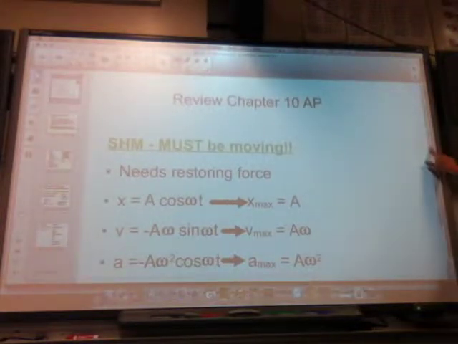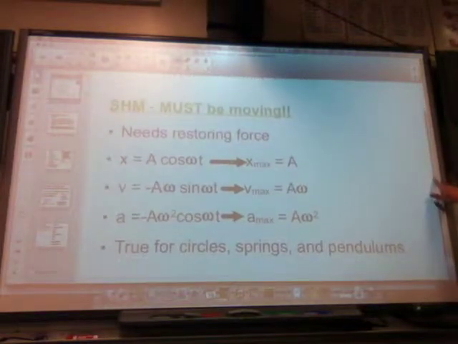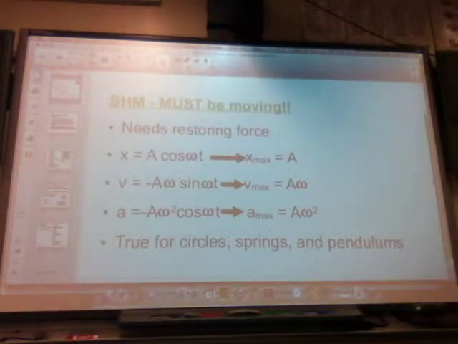This is just the quickie review of Chapter 10. Remember, Chapter 10 is all about simple harmonic motion. If something's in simple harmonic motion, it must be moving. So if you think about the SHM activity we did, the very last thing, when you did Hooke's Law, was anything moving during Hooke's Law? When you used the second part? No, it's just hanging there.